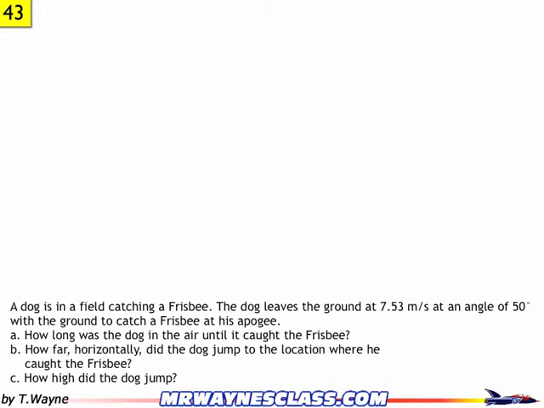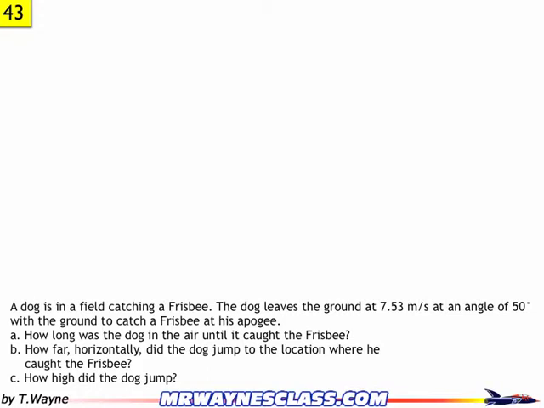This video is going to show you how to solve an example projectile motion problem. This is problem 43 on the worksheets. A dog is in the field catching a frisbee. The dog leaves the ground at 7.53 meters per second at an angle of 50 degrees with the ground to catch the frisbee at his apogee. How long was the dog in the air until he caught the frisbee? How far horizontally did the dog jump to the location where he caught the frisbee? And how high did the dog jump?